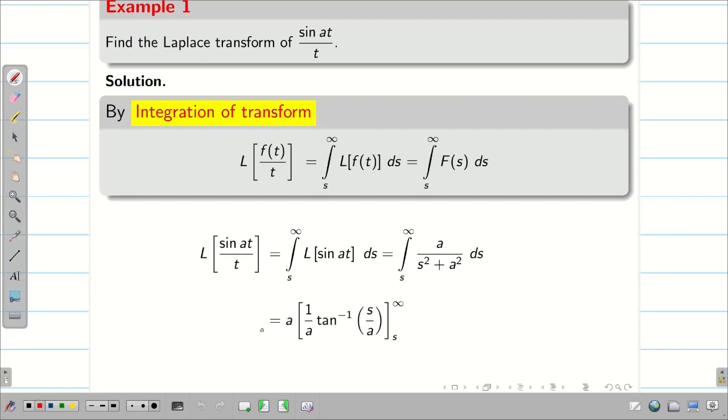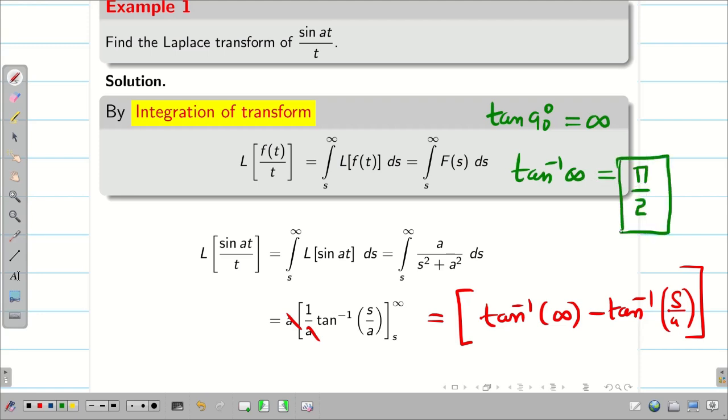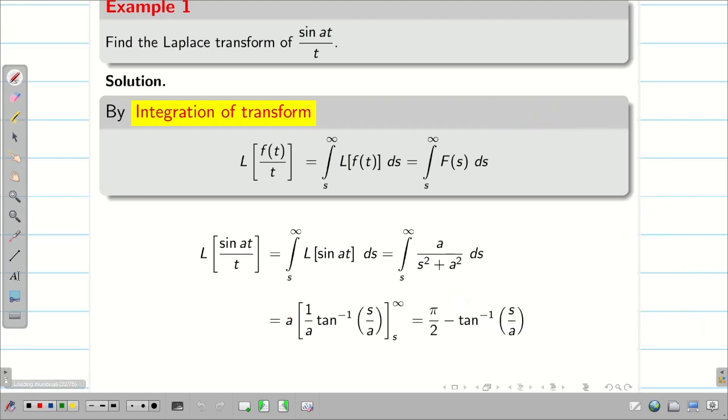Next we have to substitute the limits. Since a is constant, I can cancel a and a. When I apply the upper limit, I'll get tan inverse of infinity. When I apply the lower limit, it is going to be the same, tan inverse of s by a. There is no change. And we know that tan 90 degree is infinity, so tan inverse of infinity is 90 degree. We have to write in terms of radian, that is pi by 2. So my answer is going to be pi by 2 minus tan inverse of s by a.